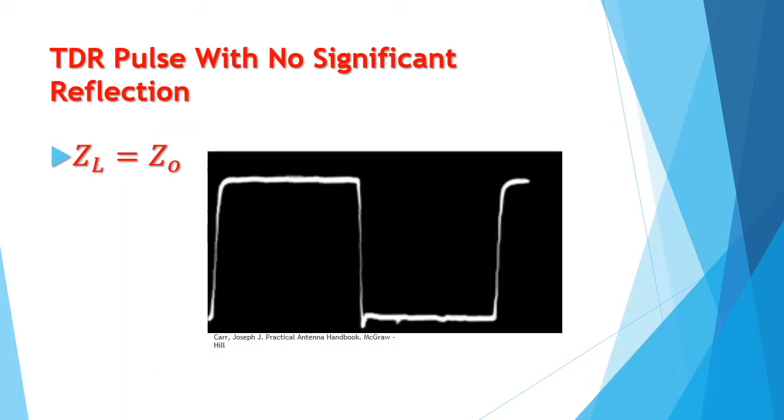Now this is what it will look like if the characteristic impedance of the transmission line is equal to the impedance of the load. As you can see, there is no pulse reflection in this case. The only thing we can see in the oscilloscope are the pulses from our pulse generator.